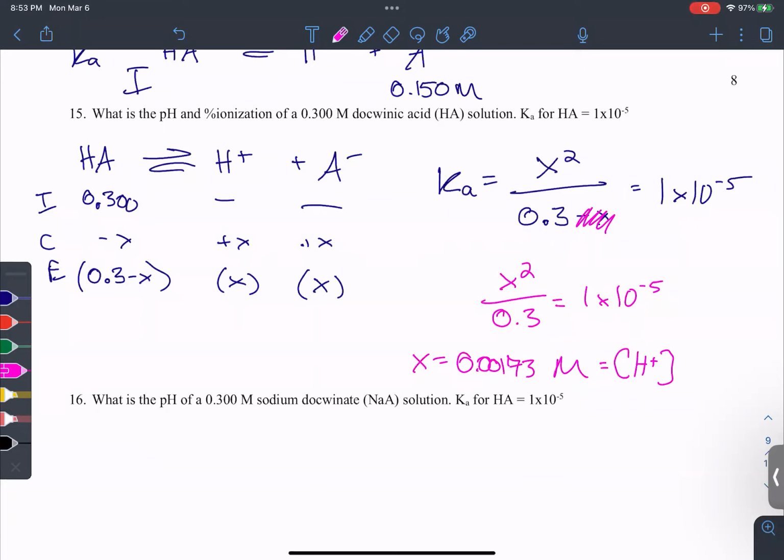No? This calculation is exactly the same as the previous one. We set up the ice table the exact same. The only difference is we're calculating an equilibrium concentration. Is there some confusion? Yeah.